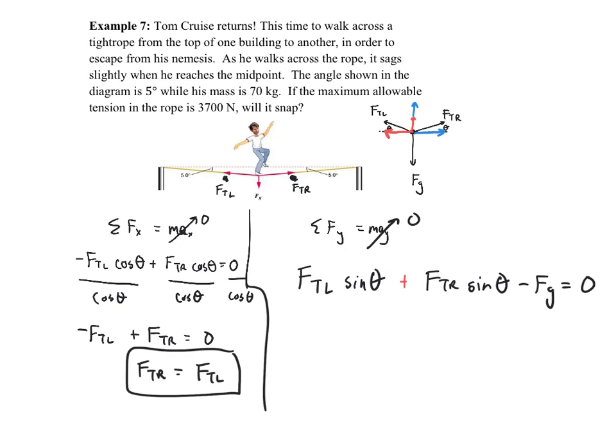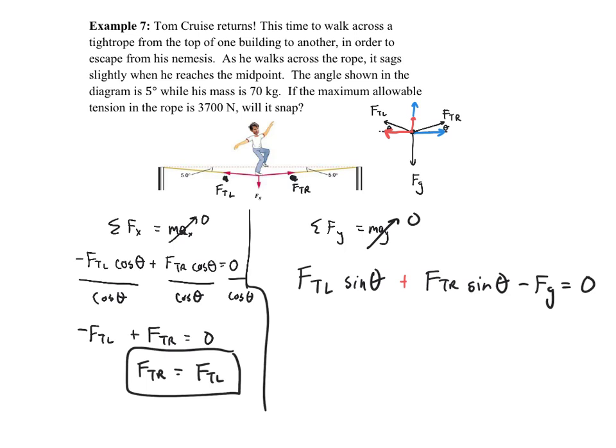So again, the question was, why is the x direction important to get a result from? Because if I started in the y direction, how many unknowns do I have right now? Look at the y direction. Think about what is given in the problem. Which of these are unknowns, which are known? You would have two unknowns. FTL and FTR are both unknowns. Sine theta is known because it's 5 degrees. FG is just mass times gravity. That's Tom Cruise. He's 70 kilograms, so 70 times 9.8 is this number. So what we don't know right now is FTL and FTR.